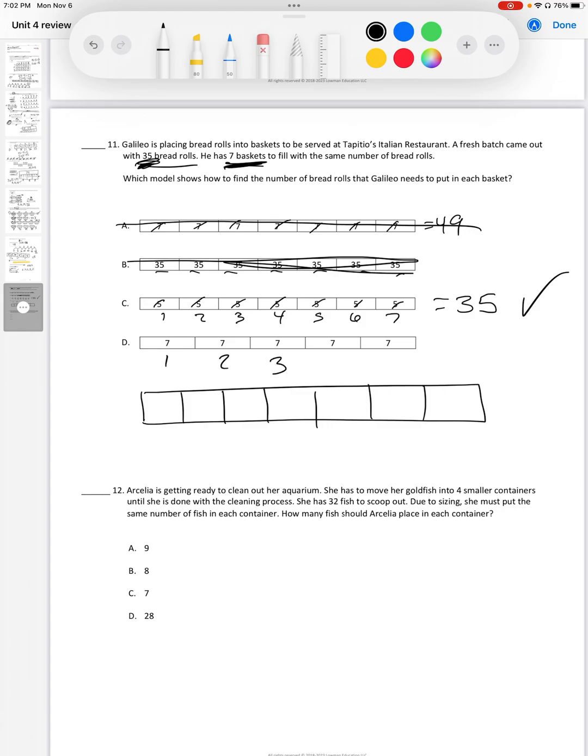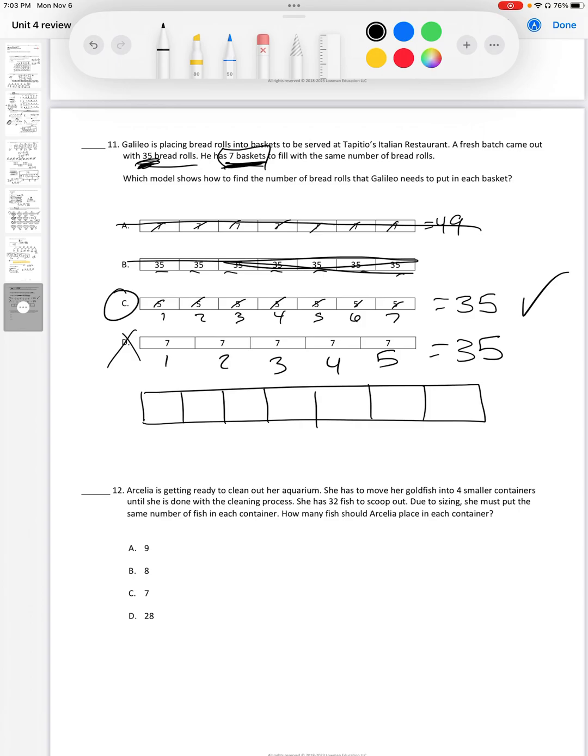D, I have 1, 2, 3, 4, 5 groups with 7 in each group. Well, I know 7 times 5 is 35, but to find the more accurate model, I need the one that shows me 7 groups. That's going to be C. That would be correct. D would not be because that's only 5 groups, and this said there should have been 7 baskets, 7 groups. Be careful with that.